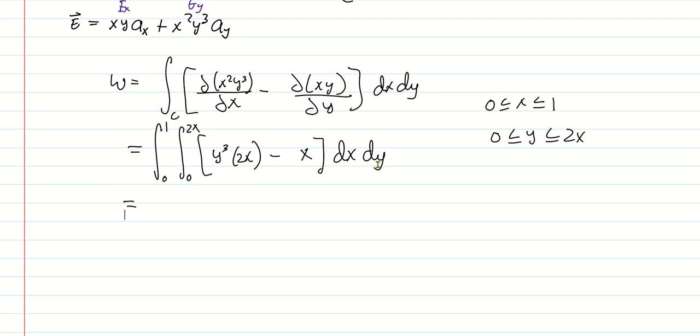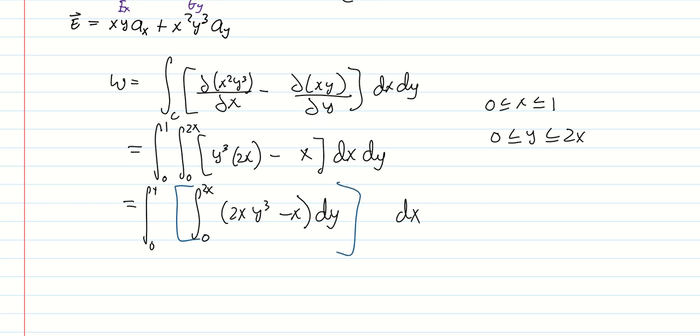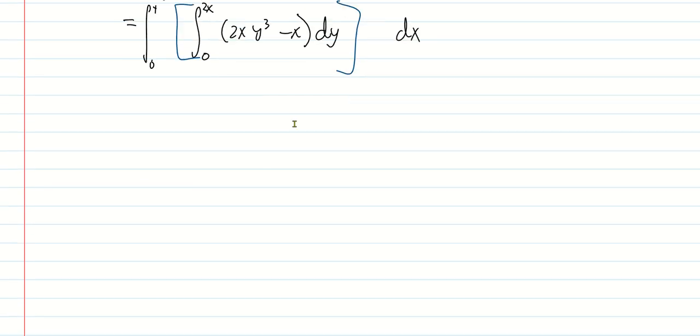In this case, we can separate the x first, so 0 to 1. This is our x, and we have dx here. Then we first take the integral of the inner one, which is 2x times y cubed minus x dy from 0 to 2x. We just look at this first, and afterwards we go out from that. So what is that integral?